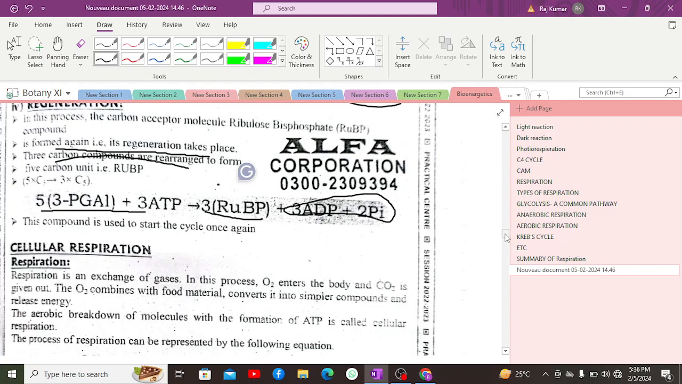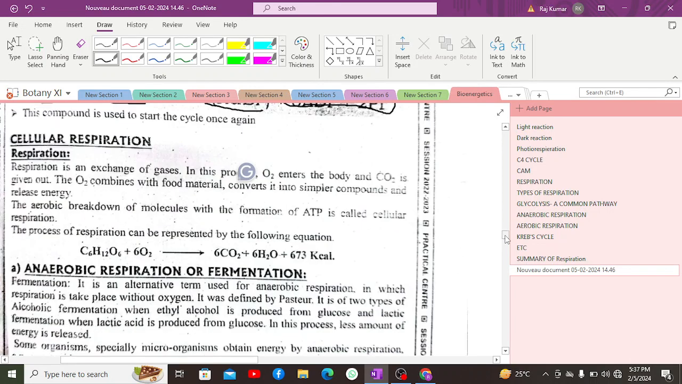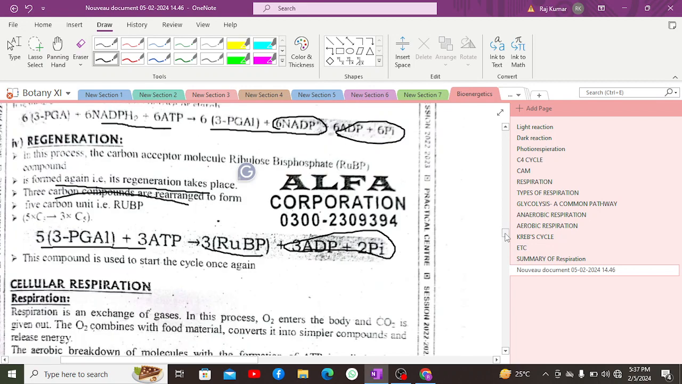Now here, 6 ATP were consumed in the reduction step, 3 ATP were consumed in the regeneration step, so 9 ATP in a single cycle. So in two cycles, there would be 18 ATP. Likewise, in one cycle, 6 NADPH are consumed during the reduction step, so in 2 cycles, there would be 12 NADPH consumed. Likewise, in one cycle 9 ADP are formed, and in 2 cycles 18 ADP.